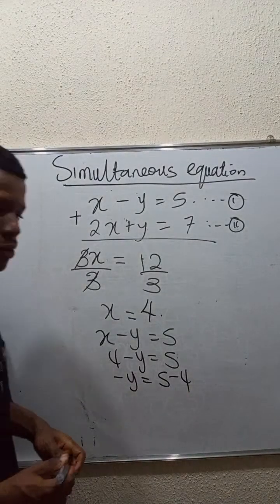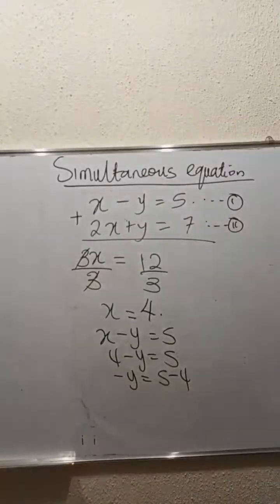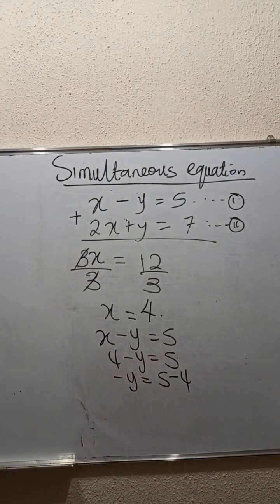5 minus 4 is what? Drop the answer in the comments. So 5 minus 4 is 1.